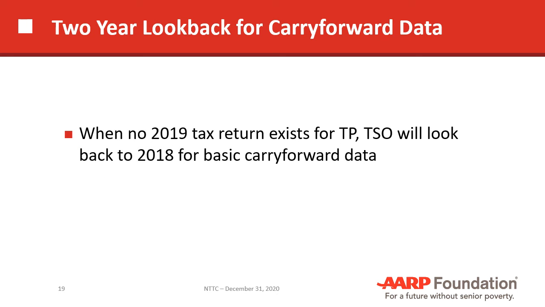2-year look back for carry forward data. So because this, I guess this happened as a result of COVID as well, because so many people have not done their 2019 tax returns at this point, what we typically have is when people come to see us and they come to the same site, we usually have the ability to bring forward their information from the prior years, that, you know, their name, their address, the basic information.